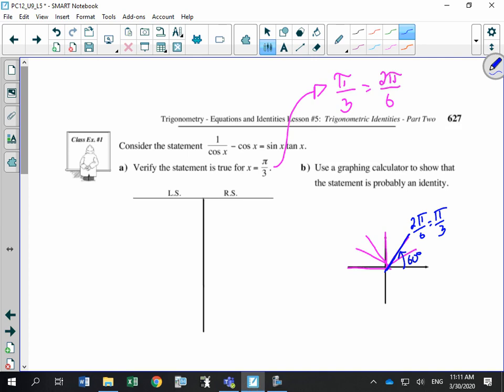So on my unit circle, the coordinates at pi over 3 are 1/2 and root 3 over 2.